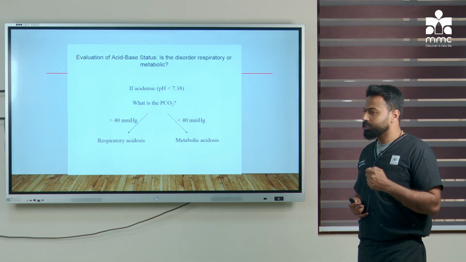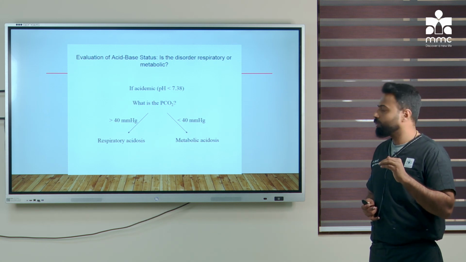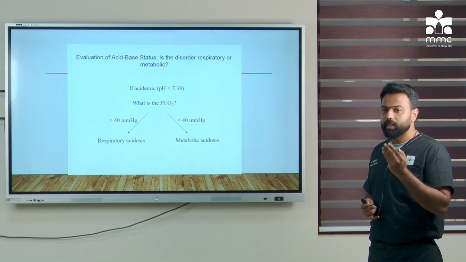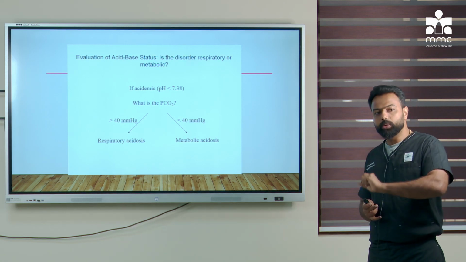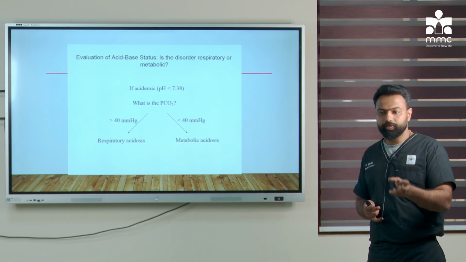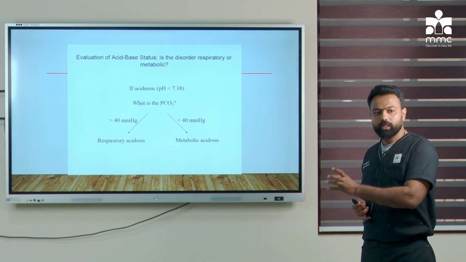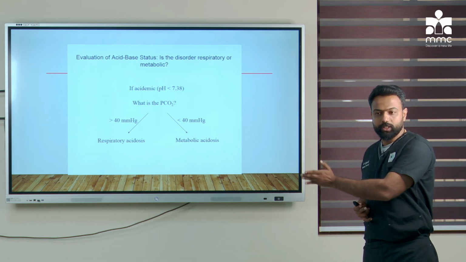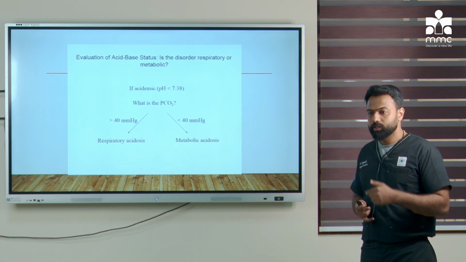So coming to the initial step: when you get an ABG, the first step is to look at the pH. If the pH is acidic, the next step is to check the PCO2. If the PCO2 is more than 40, the acidemia is because of a respiratory cause. If carbon dioxide increases in our body, it combines with water forming H2CO3, which is acidic. It will dissociate to H plus and HCO3 minus. H plus is a strong ion.